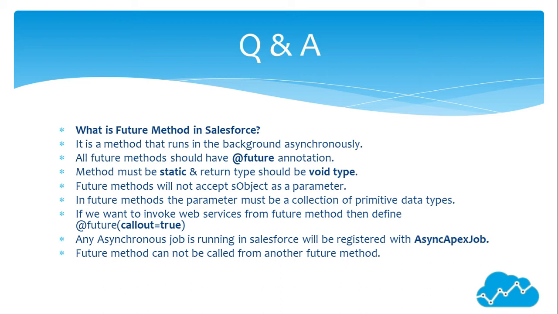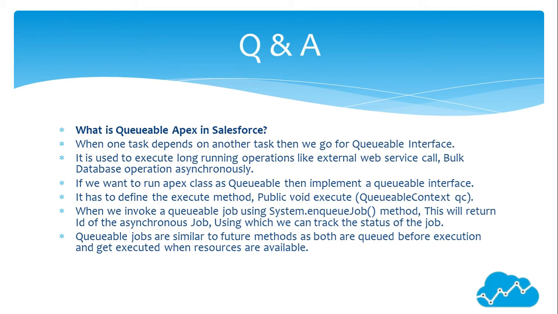If we want to invoke web services from future method, then define @future(callout=true). Any asynchronous job running in Salesforce will be registered with AsyncApexJob. Future method cannot be called from another future method. What is queueable apex in Salesforce?